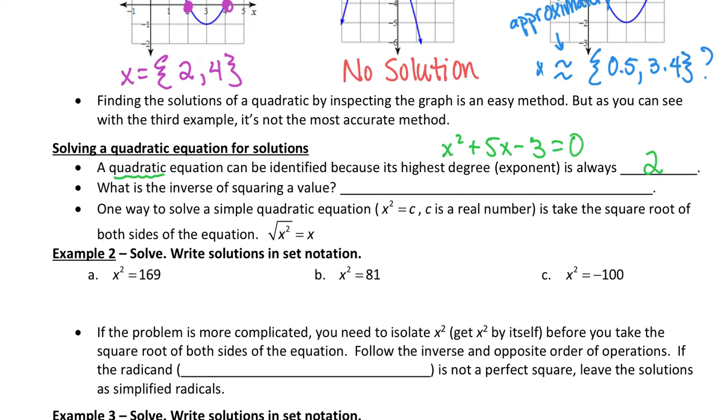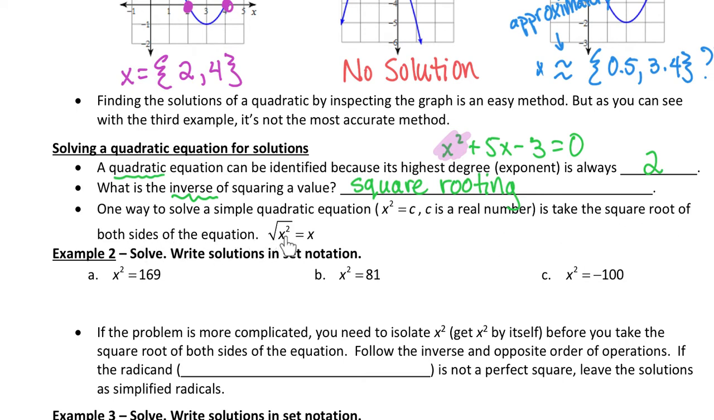What is the inverse of squaring a value? Since we're dealing with a square here, we can undo a square with a square root. So the inverse is square rooting. And finally, one way to solve a simple quadratic equation is taking the square root of both sides.